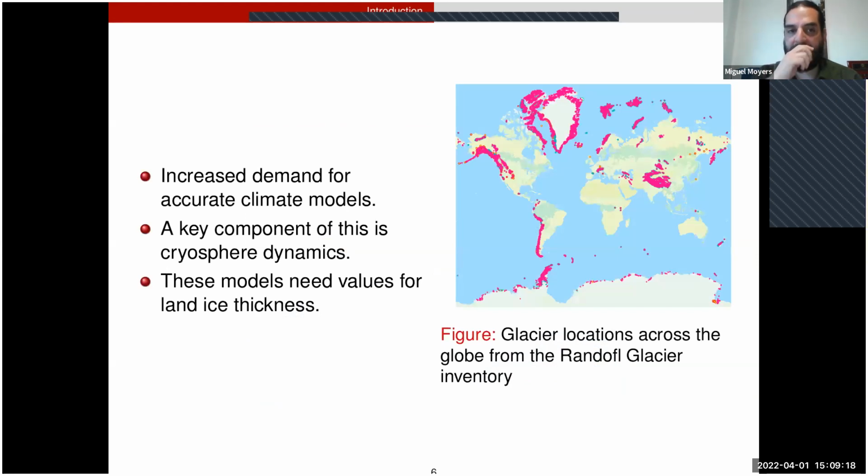So why do we do this? Well, as we know, because of climate change, there's an increased demand for accurate climate models if we're going to predict how the climate is going to change in the foreseeable future. We need good climate models, and a key component of this is the cryosphere. We need values for land ice thickness. This picture shows glacial locations across the globe, so there's a lot of data that we could be getting.